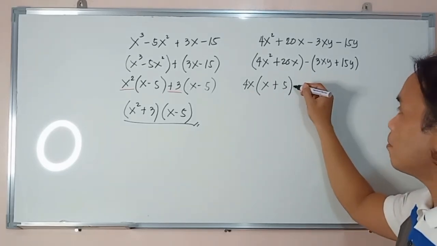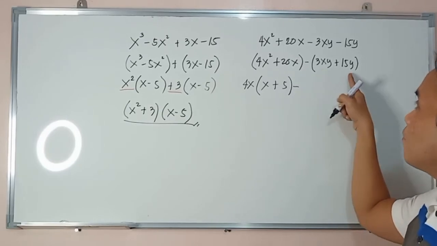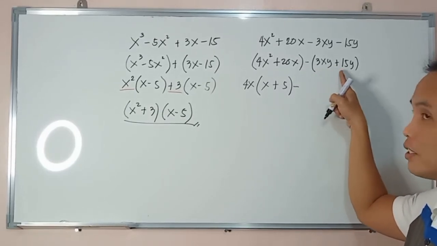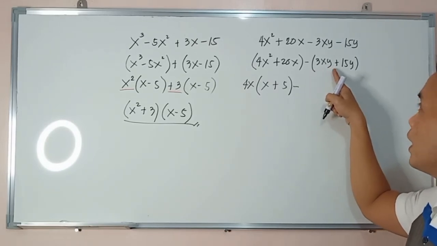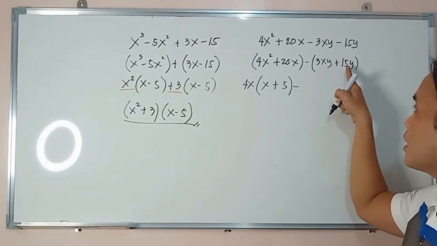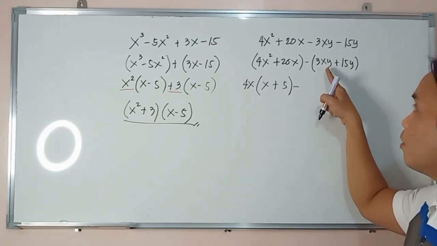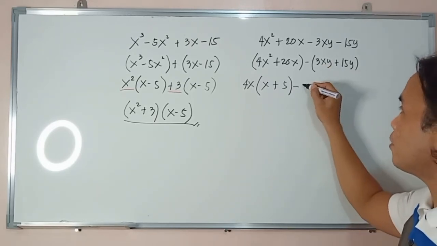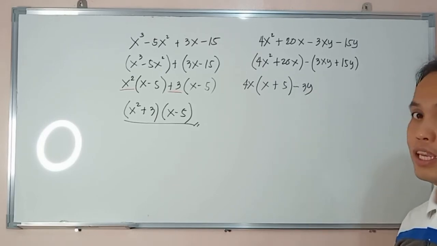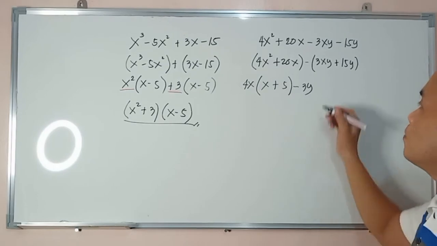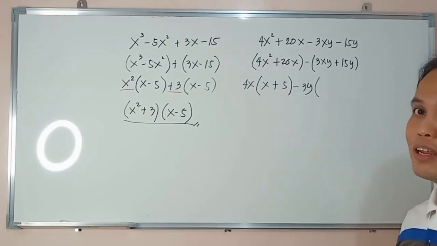Then we copy minus. The common factor here is, we have here the 3, we have here 15, so our common factor is 3. And we have y and y, but we do not have x here. We have x here, so x is not a common factor. Our common factor for these two terms shall be 3y, excluding x because we do not have x for the second term. So, what shall remain inside the parentheses?